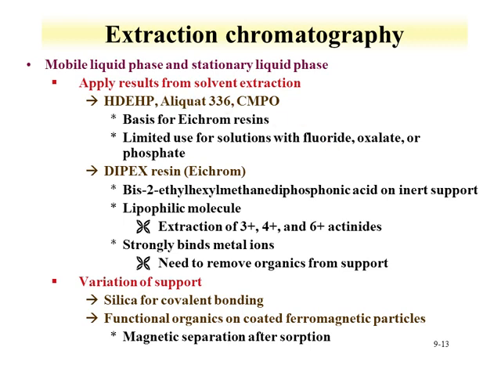These are mainly based upon the fact that these ligands will coordinate strongly with the metal ion, preventing interaction with the resin. There is another resin from Eichrom which uses ethylhexyl methane diphosphonic acid on an inert support, and this extracts trivalent, tetravalent, and hexavalent actinides. In fact, this resin binds those metal ions so strongly that there's a need to remove the organics from the support in order to liberate the metal ions from the column. There are also variations of support. The Eichrom resins rely just on hydrophobic interactions which keep the extractants on the column.